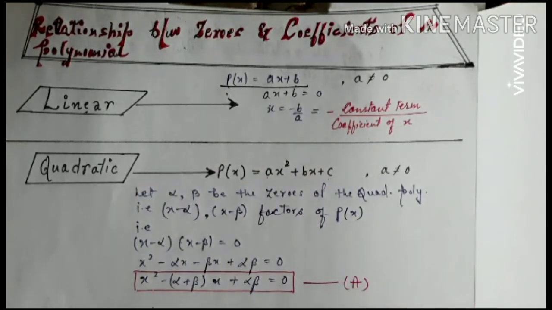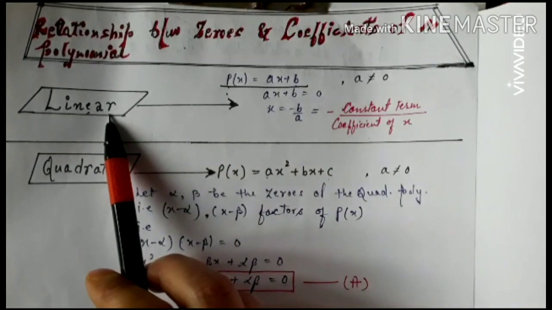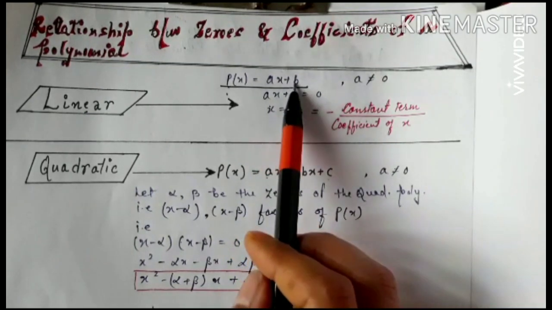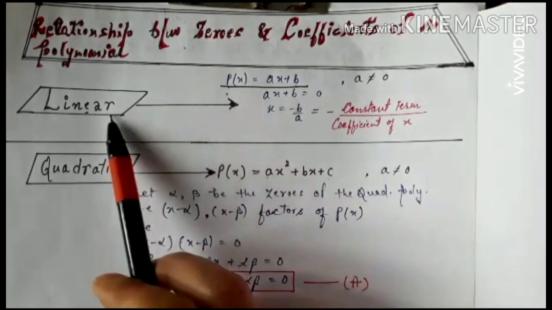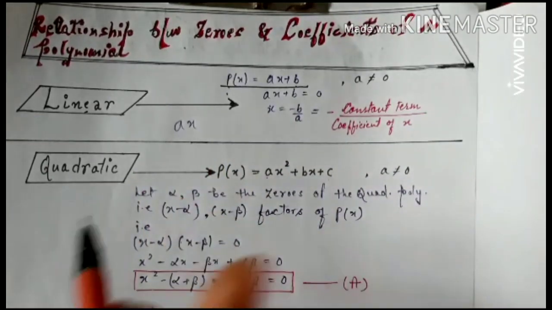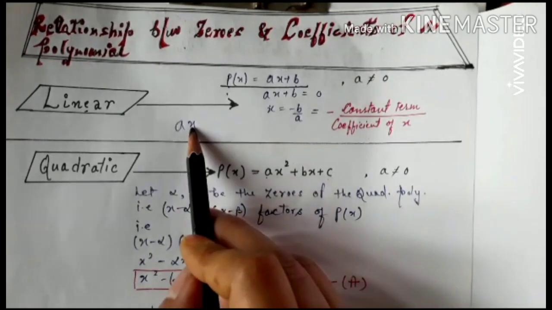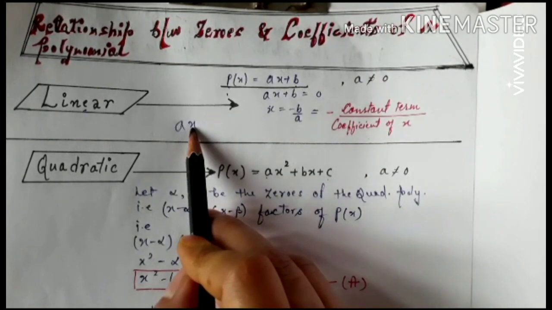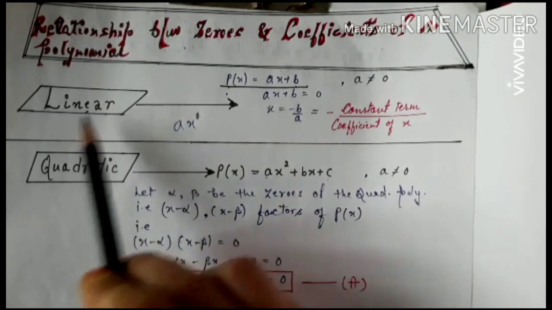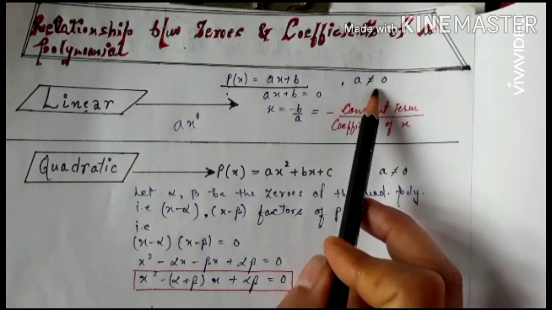What will happen if a is 0? Can it be a linear polynomial? No. Why? Because if a is 0, x does not exist. So there is no x to the power 1, because the linear polynomial is based on the standard form ax plus b. It can be only ax but can't be only b, because the highest degree of this polynomial is 1. That's why we call it a linear polynomial. So a can't be equal to 0.